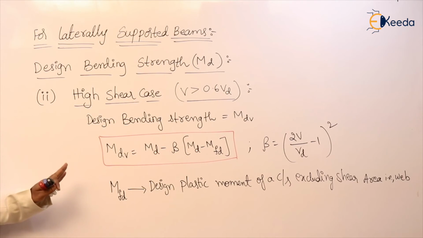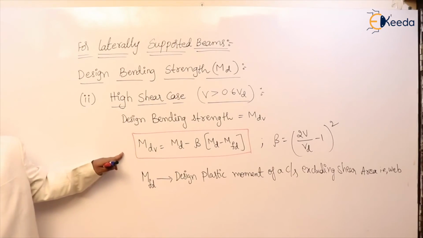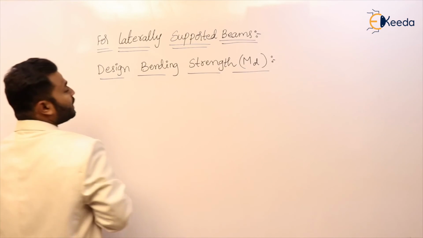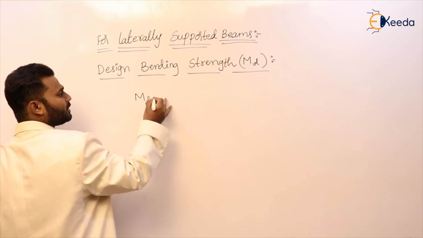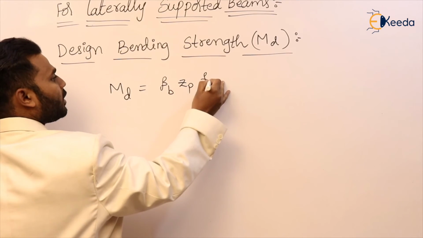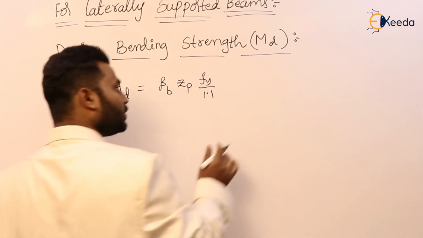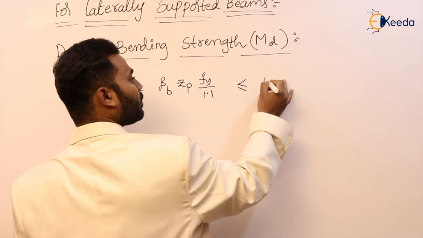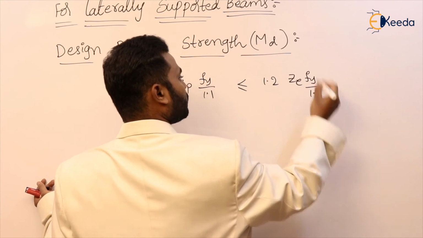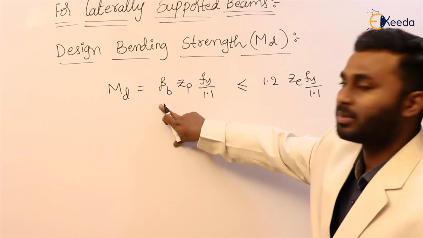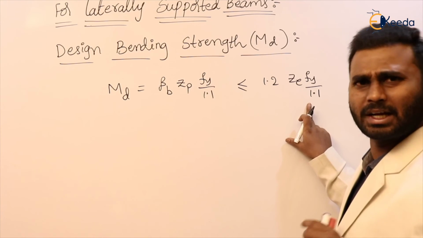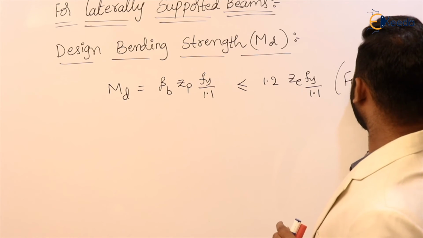Now here we have to go for one check. In both low shear case and high shear case, we have to go for a check. So what is that check? Design bending strength in low shear case is Md. What is the formula? Md is equal to beta b Zp Fy by 1.1. Agree or not? So this should always be less than or equal to 1.2 Ze Fy by 1.1. If it is a simply supported beam, then this value Md should always be less than or equal to 1.2 Ze Fy by gamma m0, but I am directly taking it as 1.1, for simply supported beam.